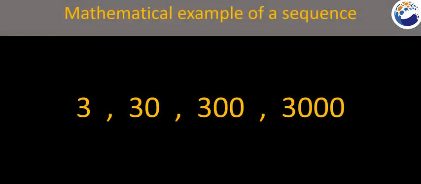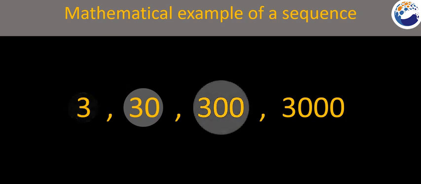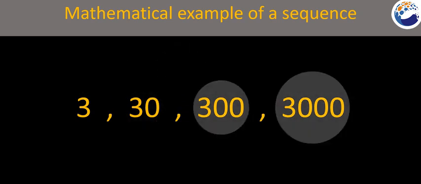Here is a mathematical example of a sequence. Observe the numbers carefully and find some pattern in this. The first number is 3. When 3 is multiplied by 10, we get 30. That is the second number. Similarly, when 30 is multiplied by 10, we get the next number, 300. Further, 300 multiplied by 10 gives 3000.